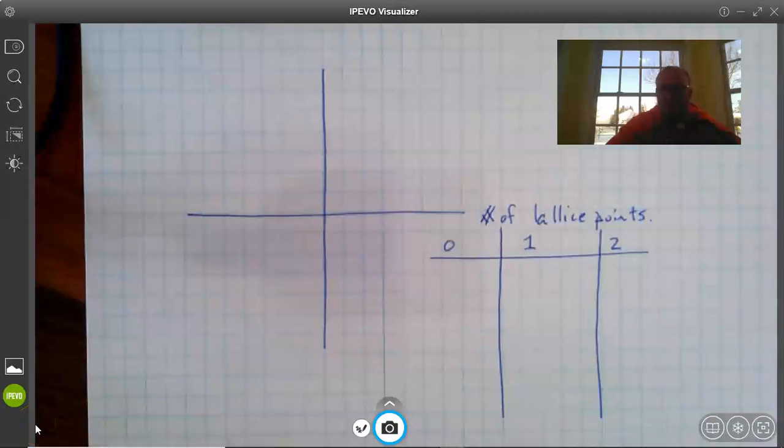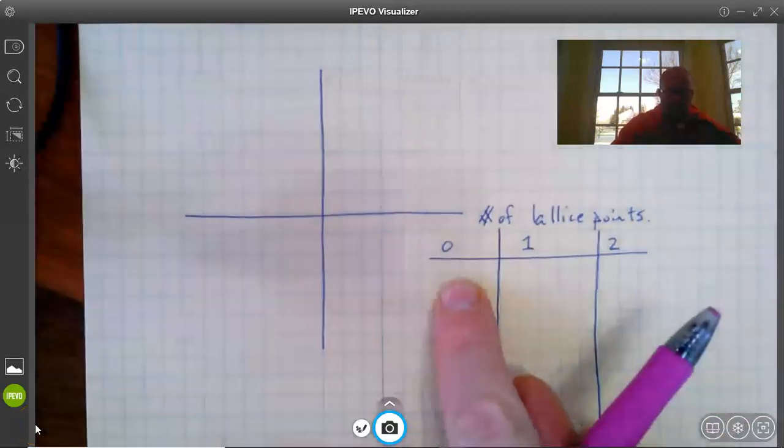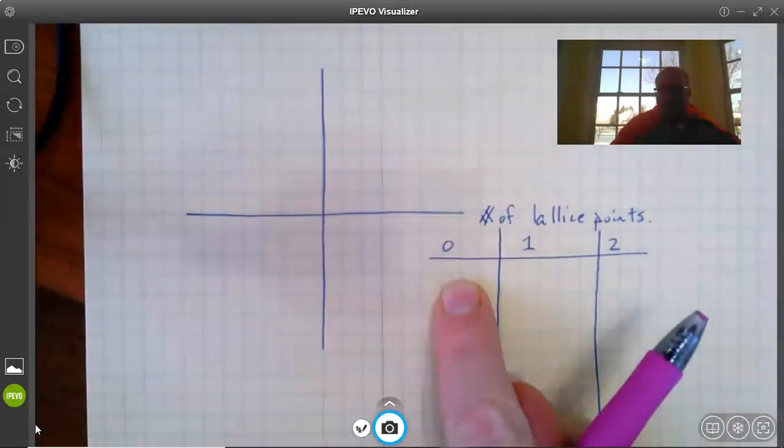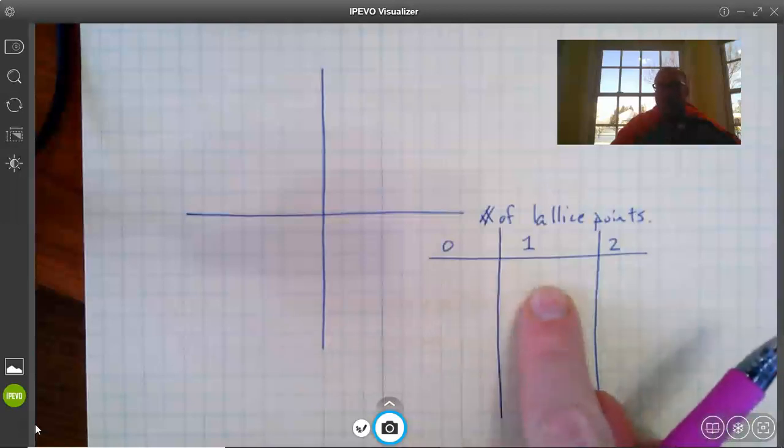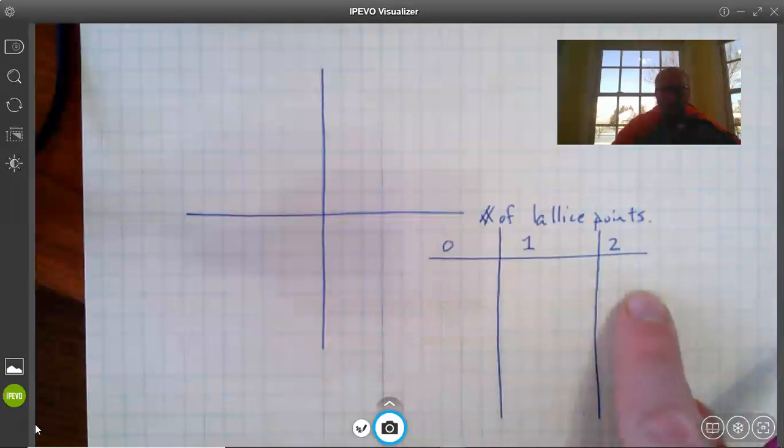All right, well, here goes nothing. The question before us is, can I draw a line that passes through no lattice points at all? Can I draw a line that passes through exactly one lattice point, no more, no less? And can I draw a line that passes through exactly two lattice points, no more, no less?